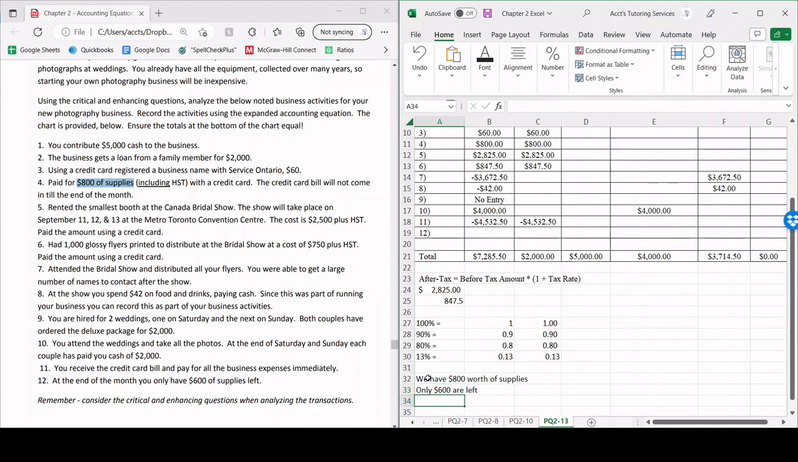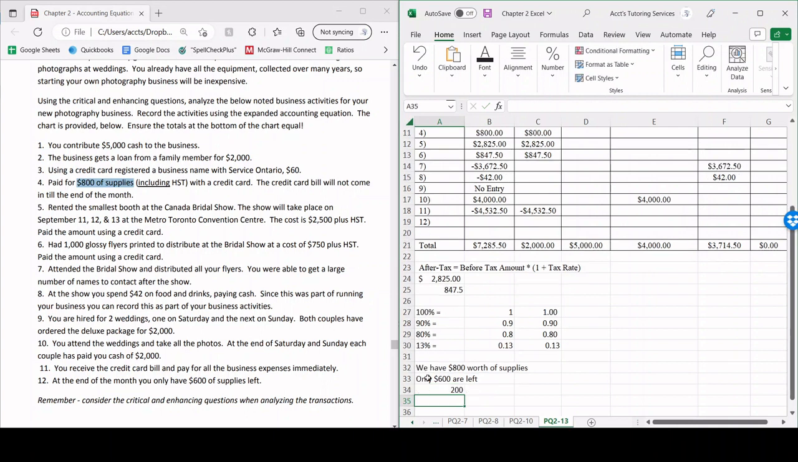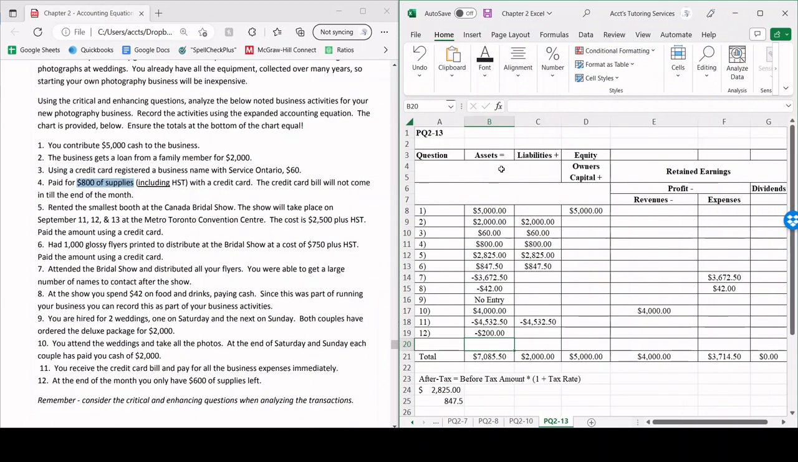So the difference of these two numbers is what you must have used up or consumed throughout the period, which is the definition of an expense. So we used up the $200 worth of supplies. So in this case, our supplies is going to be decreased by $200. Remember, supplies is an asset. And now our expense is also going to go up by $200.